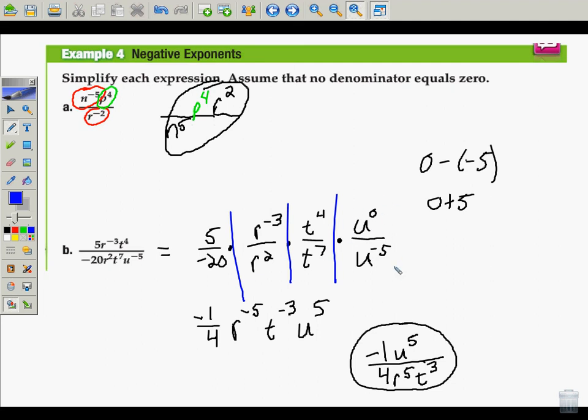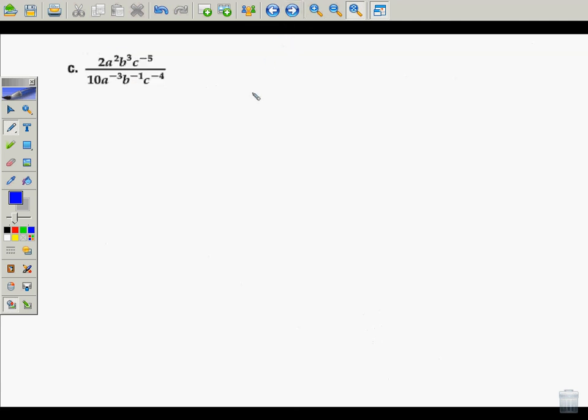Last one I want to look at, we've got 2a squared b to the 3rd c to the negative 5th over 10 a to the negative 3rd b to the negative 1st c to the negative 4th. I'm going to think of this piece by piece, but instead of writing it out like I did last time, I'm just going to do it all at once.